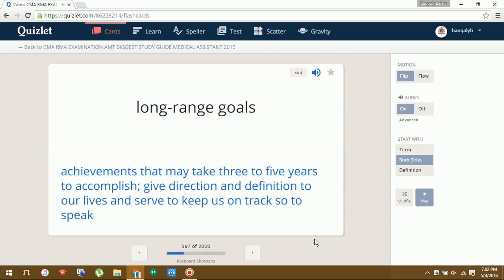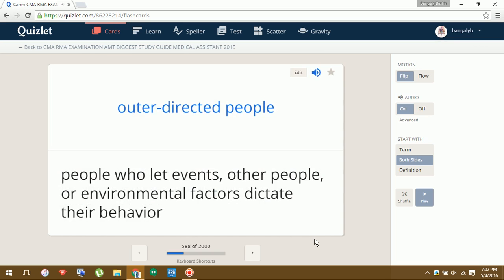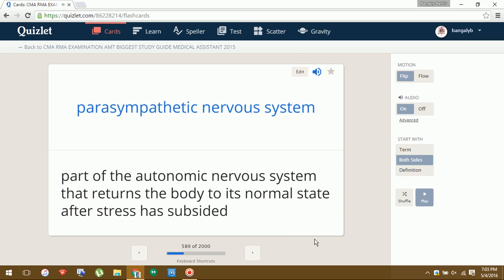Achievements that may take 3 to 5 years to accomplish, give direction and definition to our lives and serve to keep us on track, so to speak. Outer-directed people. People who let events, other people, or environmental factors dictate their behavior. Parasympathetic nervous system. Part of the autonomic nervous system that returns the body to its normal state after stress has subsided.